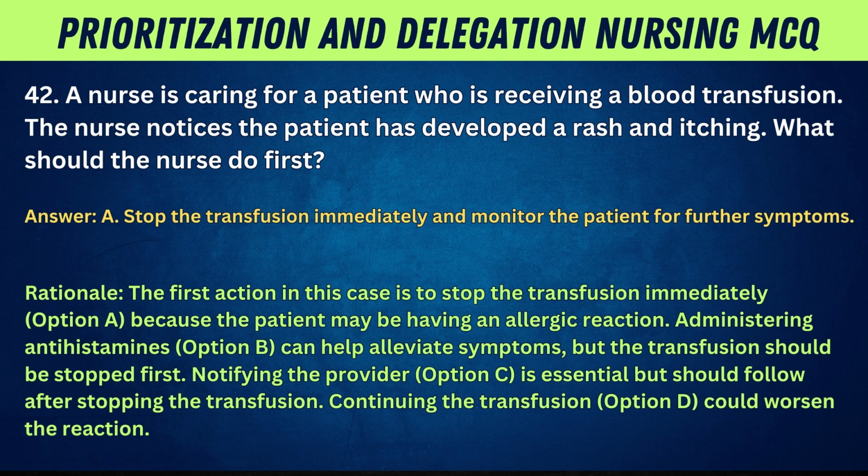Rationale: The first action in this case is to stop the transfusion immediately, option A, because the patient may be having an allergic reaction. Administering antihistamines, option B, can help alleviate symptoms, but the transfusion should be stopped first. Notifying the provider, option C, is essential but should follow after stopping the transfusion. Continuing the transfusion, option D, could worsen the reaction.